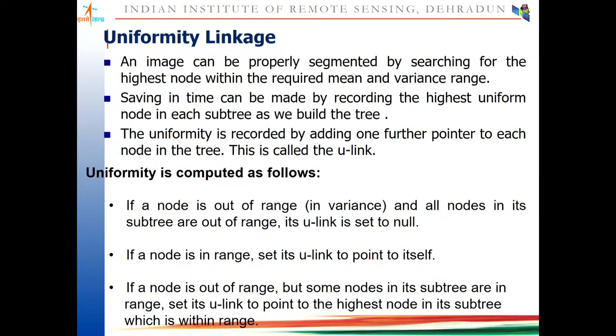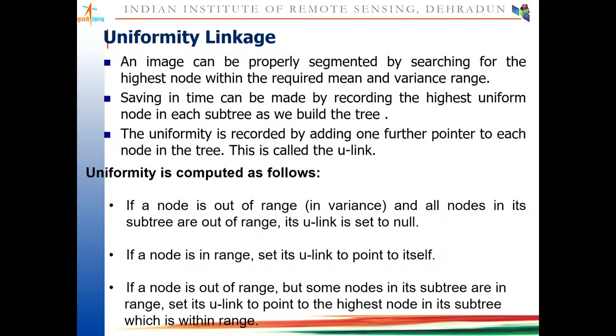So with this, one has to do a uniformity linkage. So the image can be properly segmented by searching for the highest node within the required mean and variance range. One can save time by making a record of the highest uniform node in each subtree as we go along building the tree. The uniformity is recorded by adding one further pointer to each node in the tree, and this is called the U-link or the uniformity linkage.